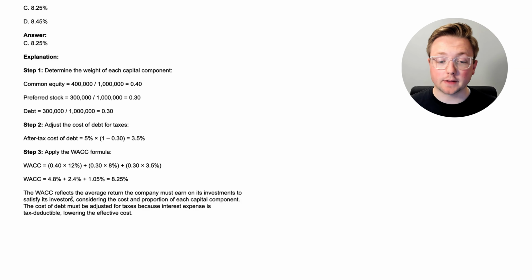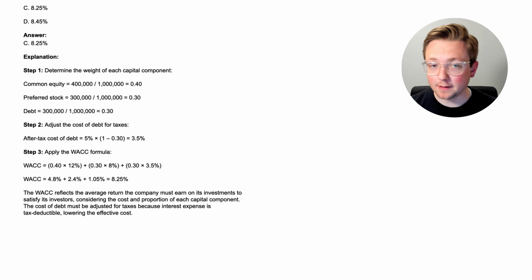The weighted average cost of capital reflects the average return the company must earn on its investments to satisfy its investors, considering the cost and proportion of each capital component. The cost of debt must be adjusted for taxes because interest expense is tax deductible, lowering the effective cost. So again, throughout this video, we learned about calculating the cost of capital, mainly the weighted average cost of capital. We learned about different pieces of the weighted average cost of capital calculations. And with that, we've gone over 5 questions.